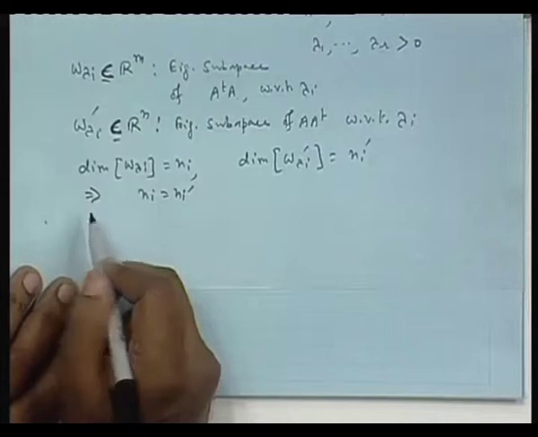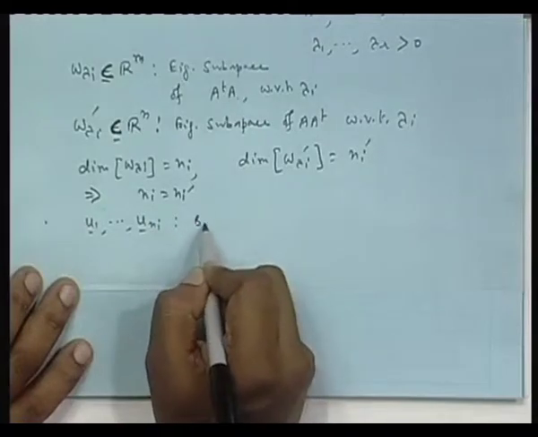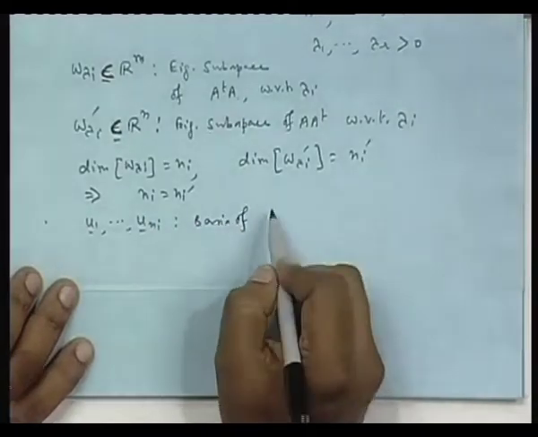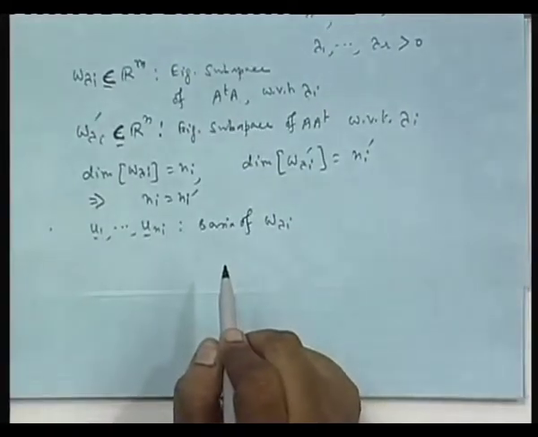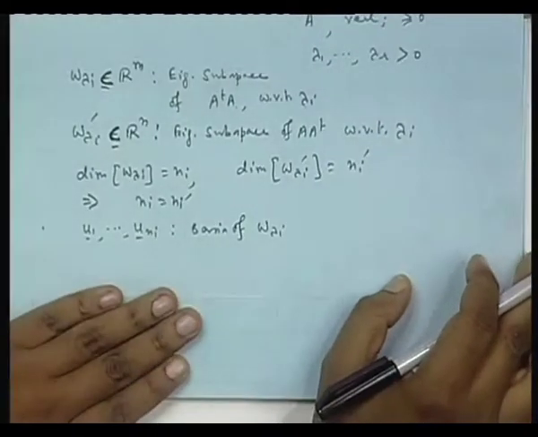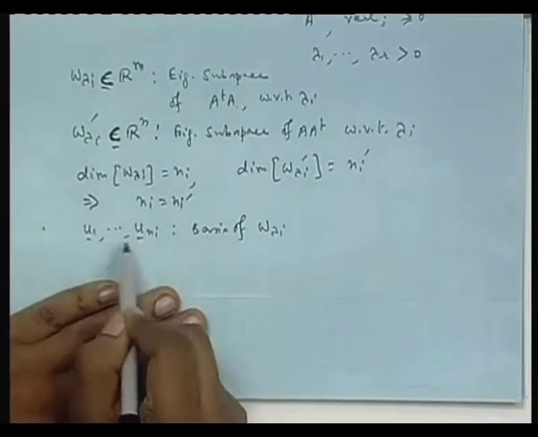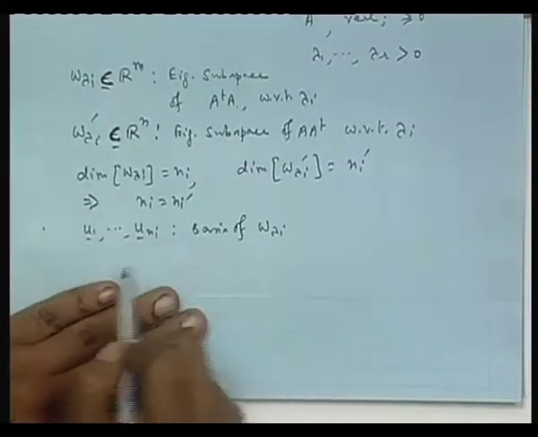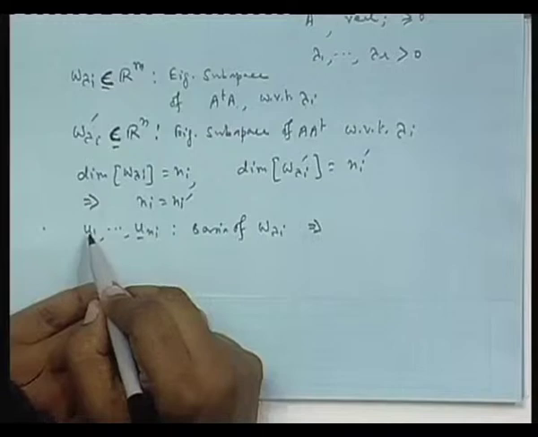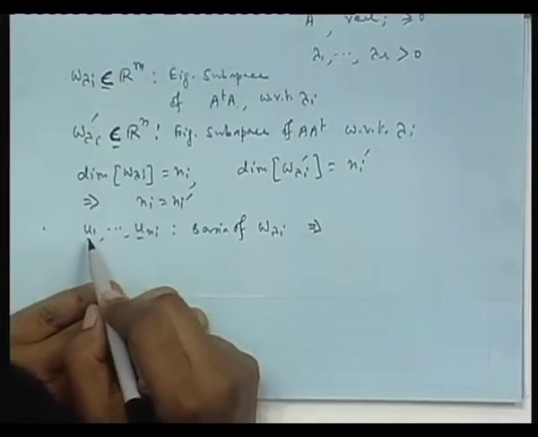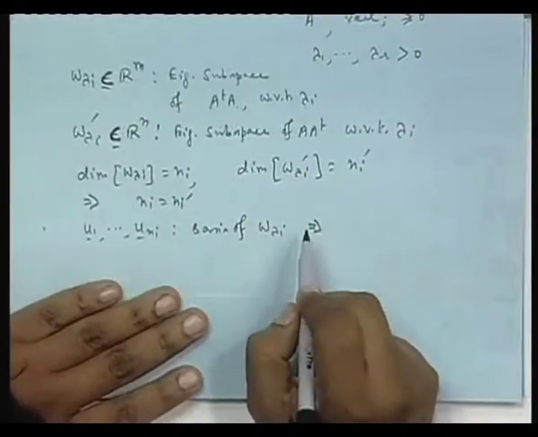Suppose we consider u 1 dot dot dot u n I as a basis of W lambda I. That means each is an eigenvector corresponding to lambda I. We have already seen if u1 is an eigenvector of A transpose A, then A u1 also is an eigenvector of A A transpose for the same eigenvalue.